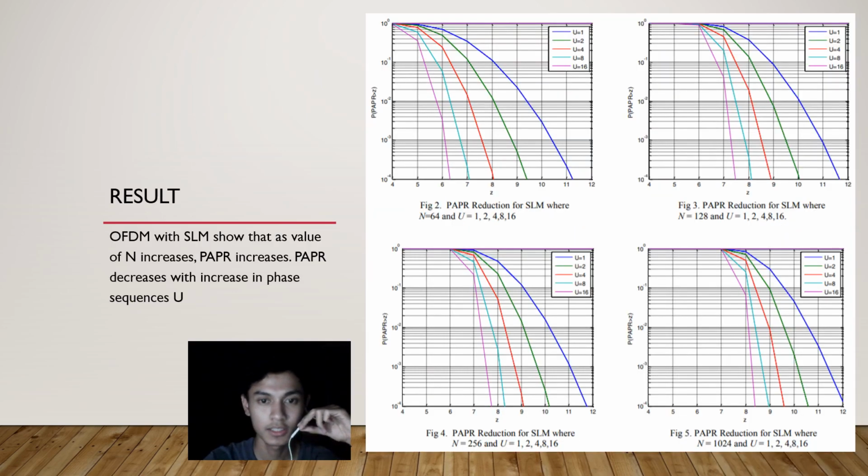The result is: N is the number of subcarriers in the OFDM system, and U is the number of subblocks. So more N will increase the PAPR, and more U will decrease the PAPR. So we have to choose the right threshold, so the PAPR will be efficient for the power amplifier.